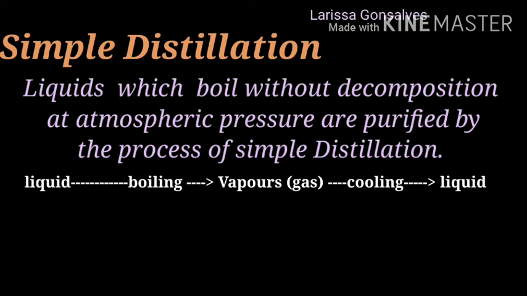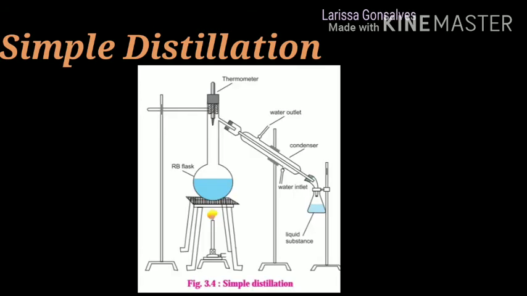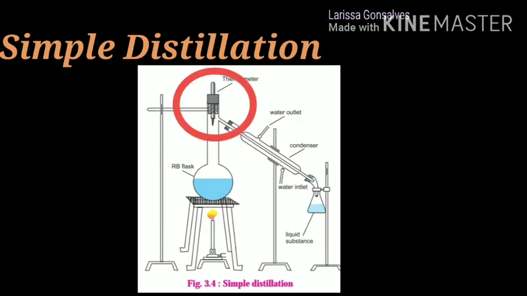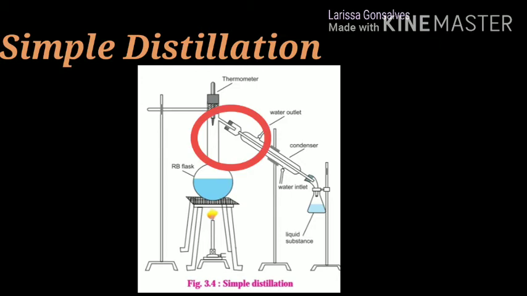Here is a diagram which represents the apparatus that is used to carry out the process of simple distillation. It consists of a round bottom flask which is fitted with a cork, and it has a thermometer that is inserted in the round bottom flask through the hole in the rubber cork. The round bottom flask has a side arm through which the condenser is connected.